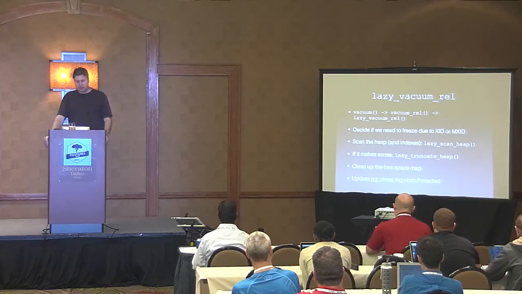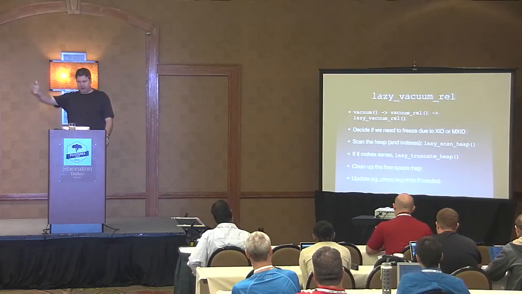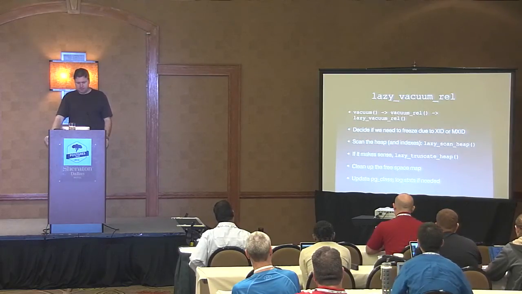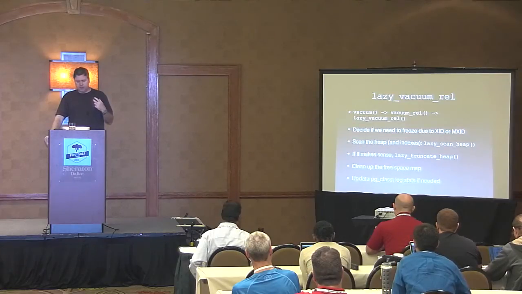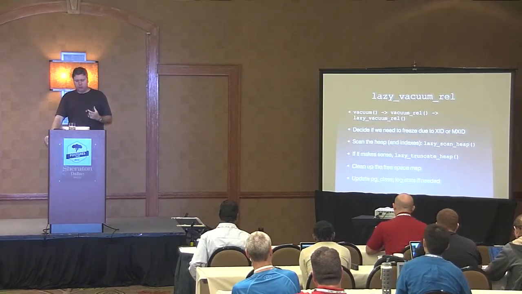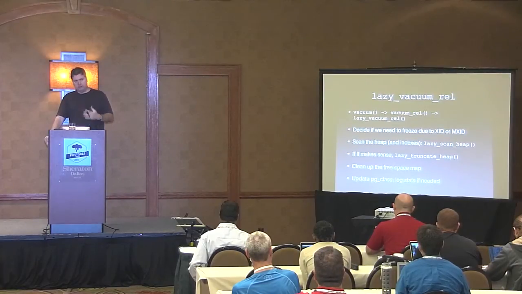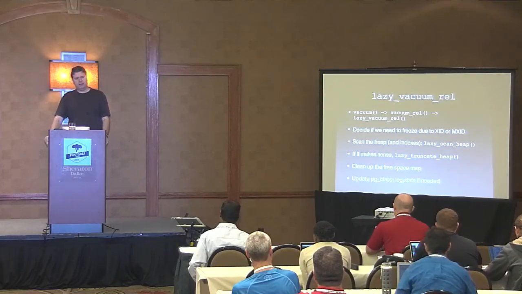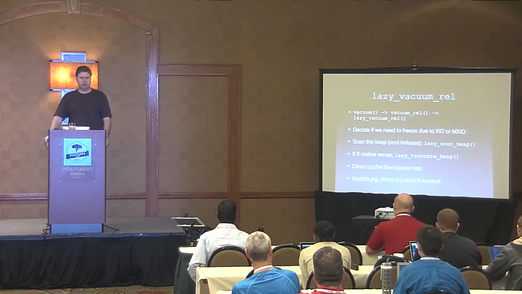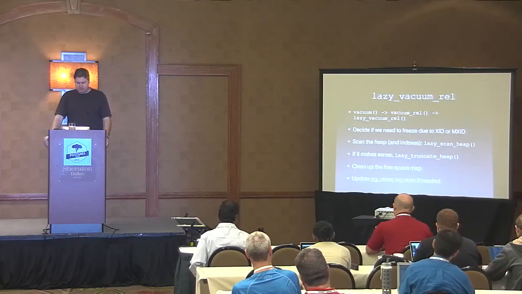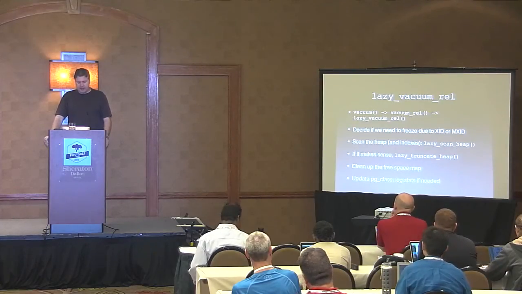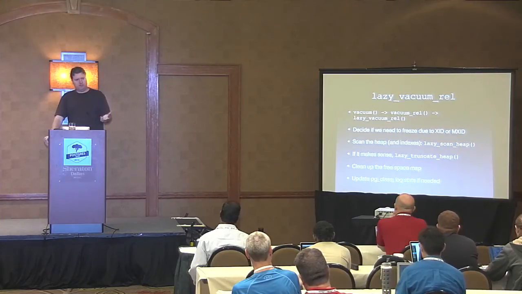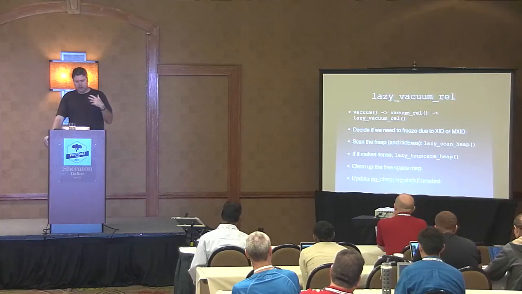Once it figures that out, it calls lazy scan heap to actually scan through the heap, the table itself. If we were able to mark entire pages at the end of the table dead, then it will call lazy truncate heap to try and actually shrink the size of the table on disk. It cleans up the free space map, and then finally it will update PG class to indicate that it did the vacuum and if it was able to advance the freeze ages.